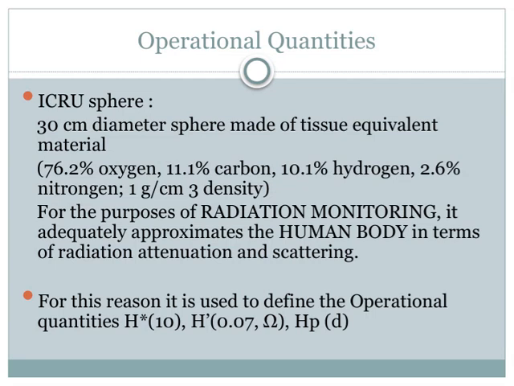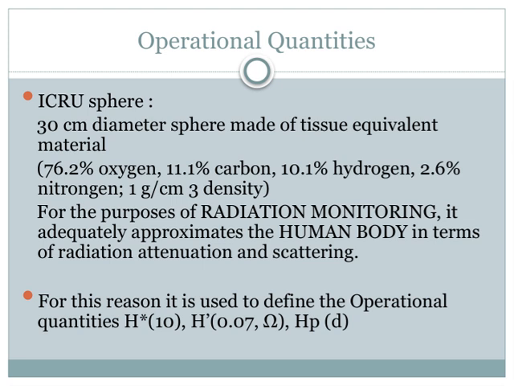Let's take a closer look at the ICRU sphere. This is a 30-centimeter diameter sphere made of tissue-equivalent material. The composition is quite specific, about 76.2% oxygen, 11.1% carbon, 10.1% hydrogen, and 2.6% nitrogen, with a density of 1 gram per cubic centimeter. Its purpose is quite practical. When it comes to radiation monitoring, this sphere is used because it effectively approximates the human body in terms of how radiation is attenuated and scattered.